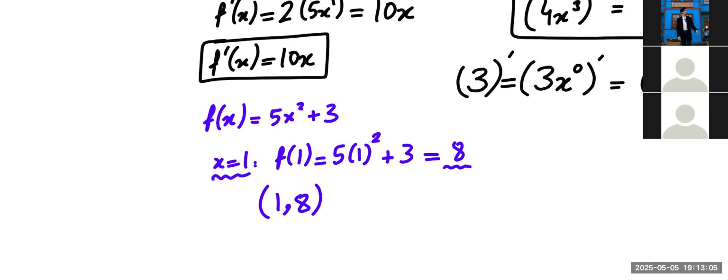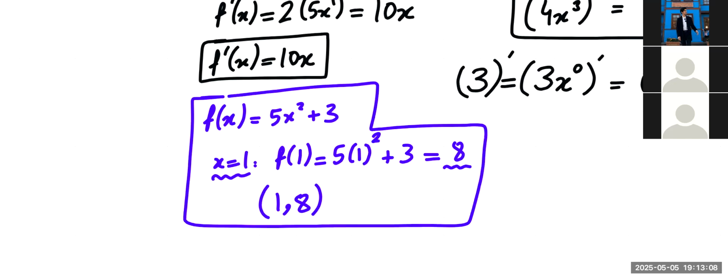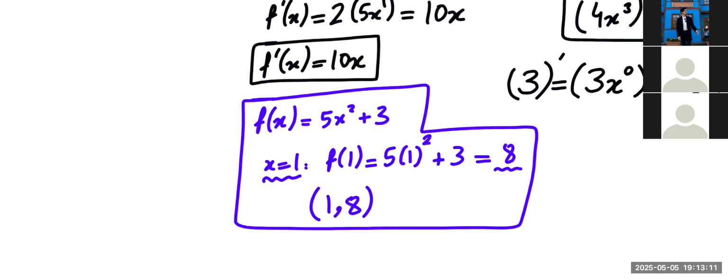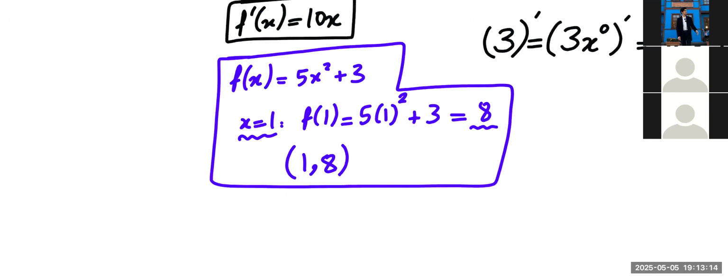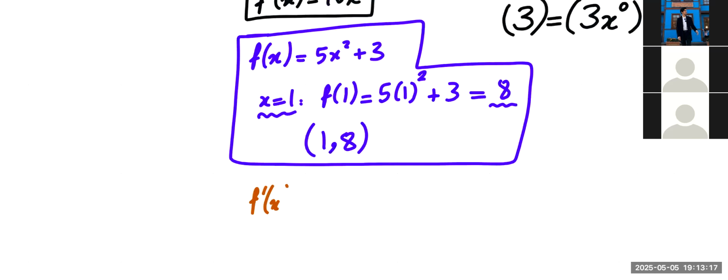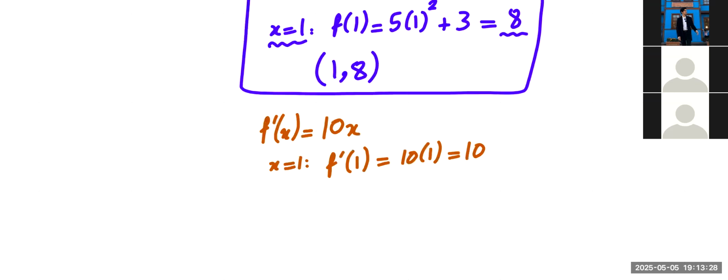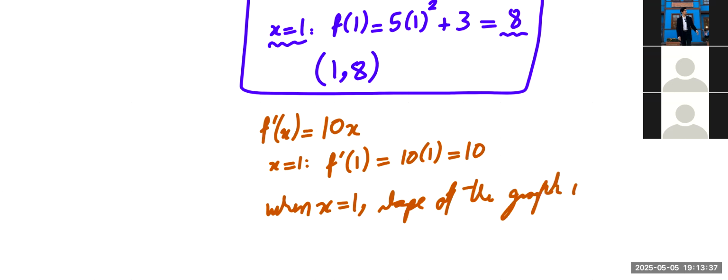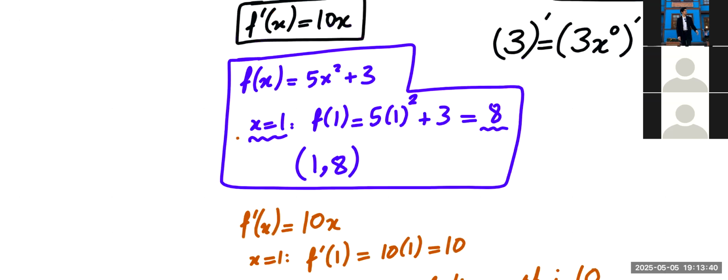That's what a function's job is. So what is a derivative's job? A derivative's job is to take an x value and give you the slope at that x value. So for example, if in the derivative of this function I plug in x equals 1, I will get 10 times 1, which is 10, which means that when x is 1, the slope of the graph is 10. And this means that when x is 1, the y value of the graph is 8. So the function tells you the y values, the derivative tells you the slopes.